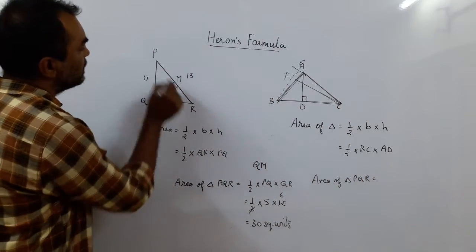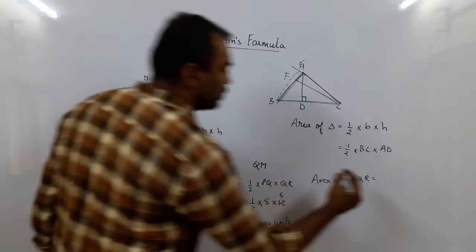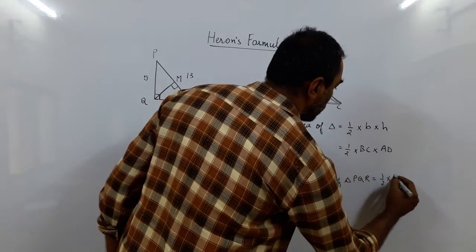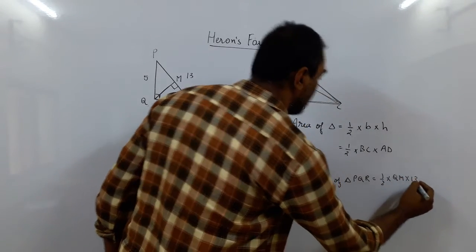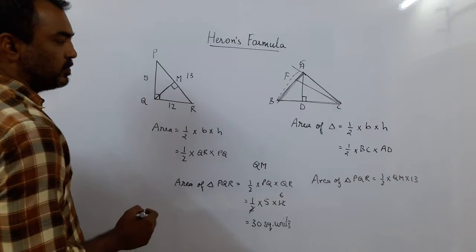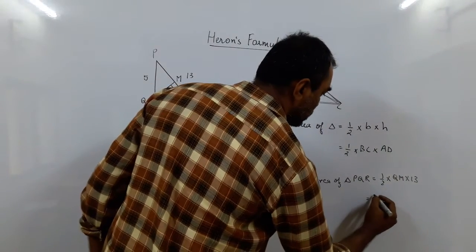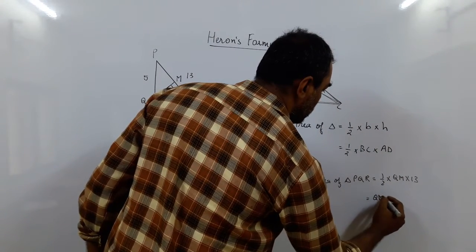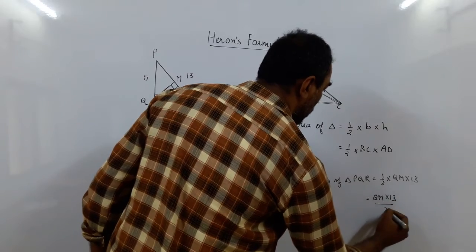I take this as the base 13 and this as the altitude. So half into QM into 13. Half into QM into 13. So that is QM into 13 upon 2.